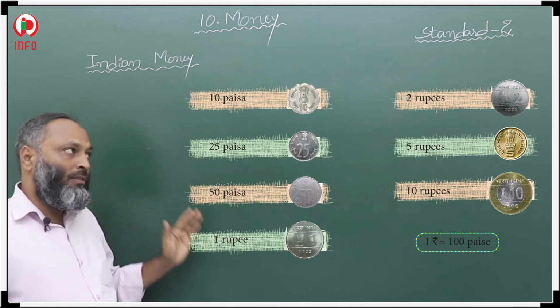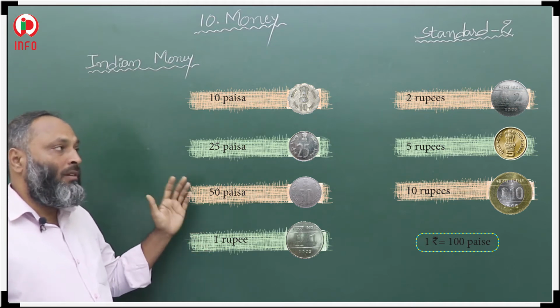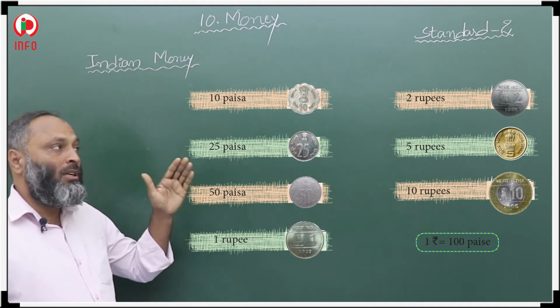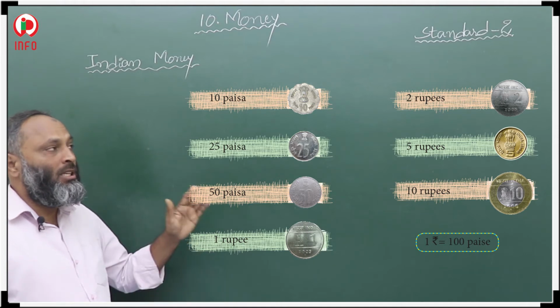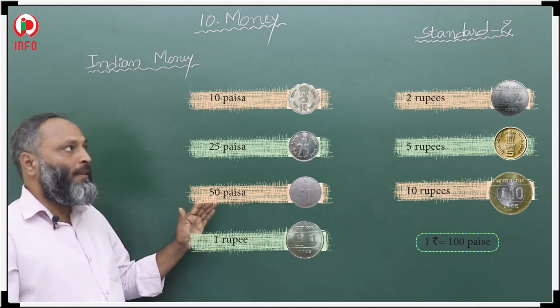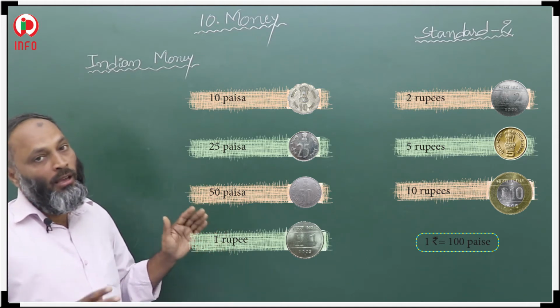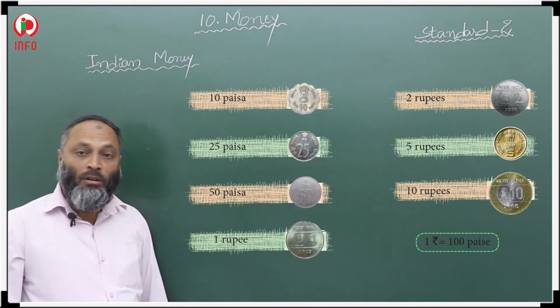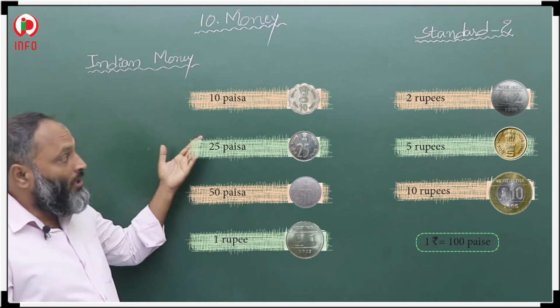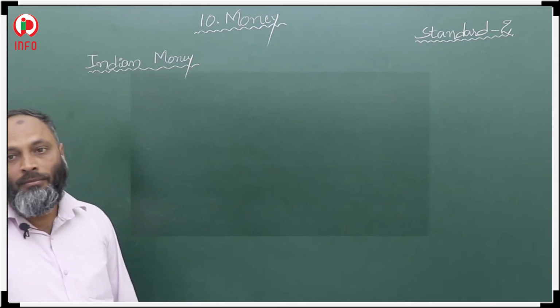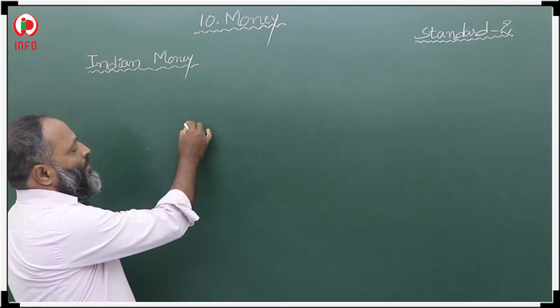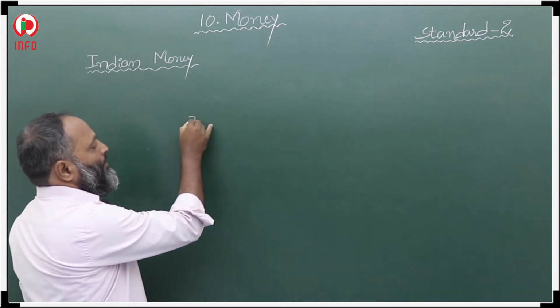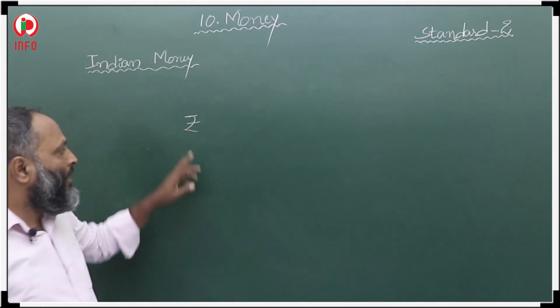And the 4 coins, 1 rupee coin, 2 rupee coin, 5 rupee coin and 10 rupee coin, these we are using. This is our Indian currency. In Indian currency, these are the coins we are using, 4 coins, and the remaining 3 coins we are not using. Okay. So here in Indian currency, this is the rupee symbol, this is rupees.